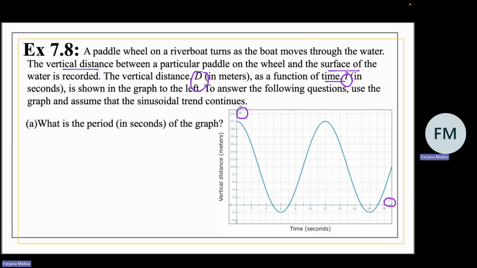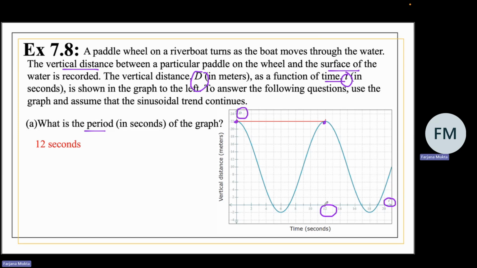Okay, now we are trying to answer some questions. The first one: what is the period in seconds of the graph? All right, so for the period, what do we do? Period means one full cycle, right? Now let's notice what one full cycle is here. Let's count from peak to peak. From peak to peak, I can see the time in seconds is 12.